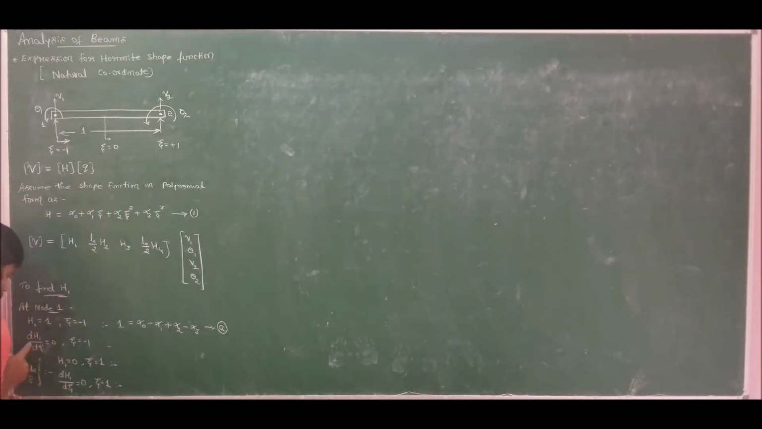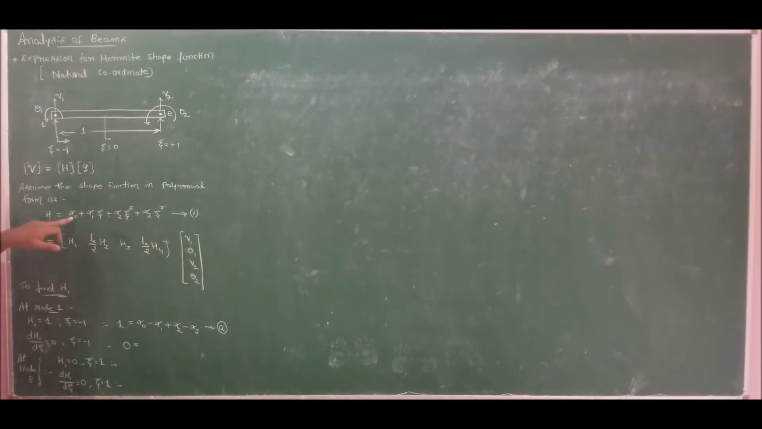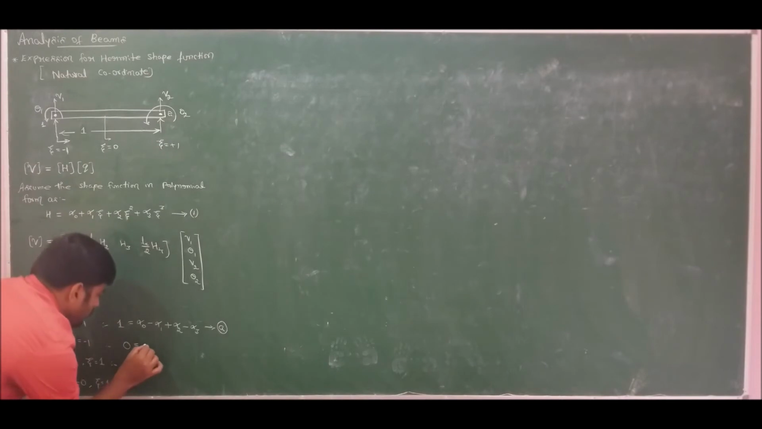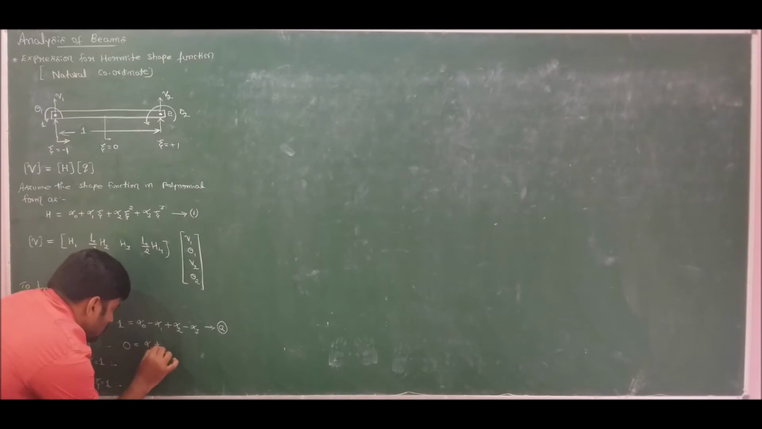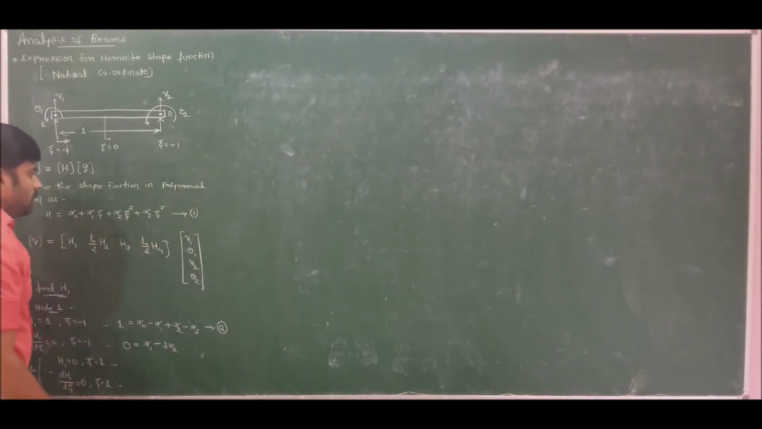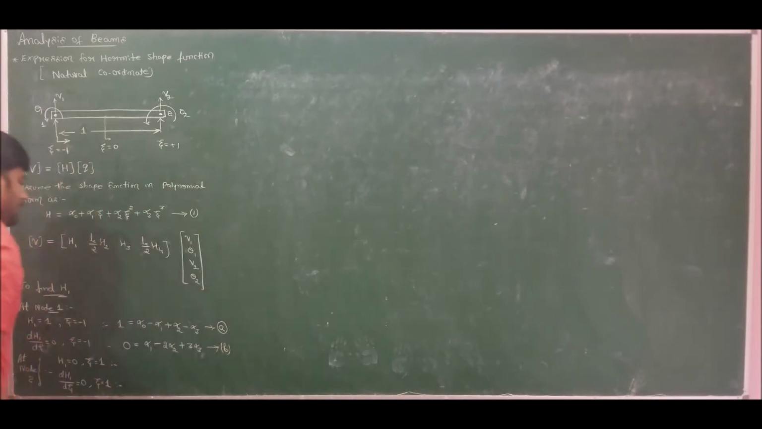Now substituting in equation 1 the second boundary condition, that is the differentiation of this is 0. When I differentiate, alpha naught will become 0, this will become alpha 1, and this will become 2 alpha 2 zeta, so it is plus 2 alpha 2 times minus 1, and this will become 3 alpha 3 zeta square, so plus 3 alpha 3. Take it as equation B.